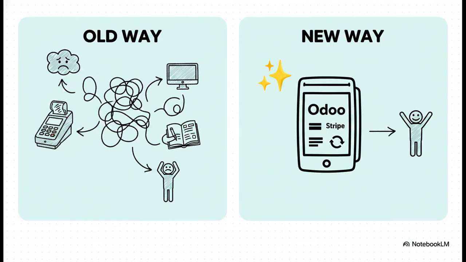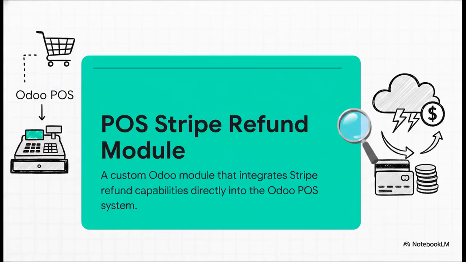I mean, on the left, that's the old way. It's pure chaos. Your staff is juggling systems, probably getting frustrated. But on the right, that's the new way. It's just one clean, simple action inside Odoo POS. And here's the key. It's not just about being faster. It's about being smarter and making sure all your records stay perfectly in sync without you having to do a thing.